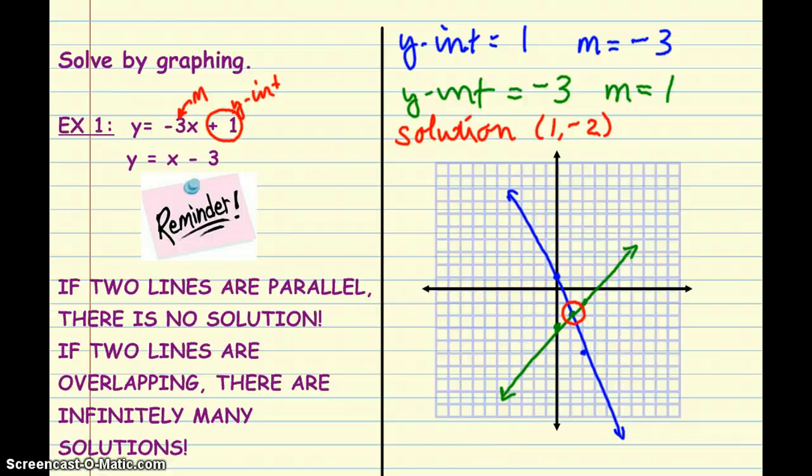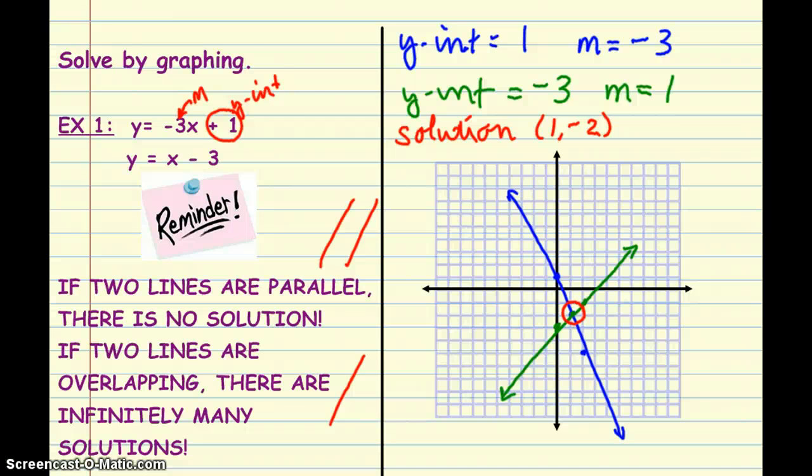Now, quick reminder, there's two things. One, if your two lines end up being parallel, there's going to be no solution, and that should make sense because they don't intersect anywhere. And then if your two lines overlap, which means they end up getting graphed right on top of each other and it only looks like you have one line, then we say there are infinitely many solutions.